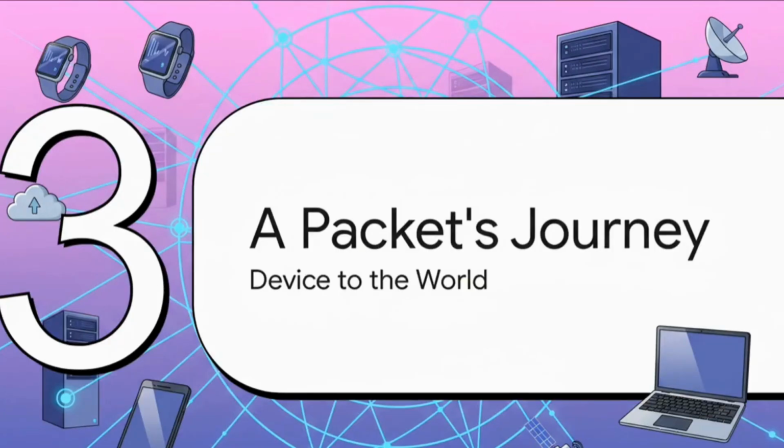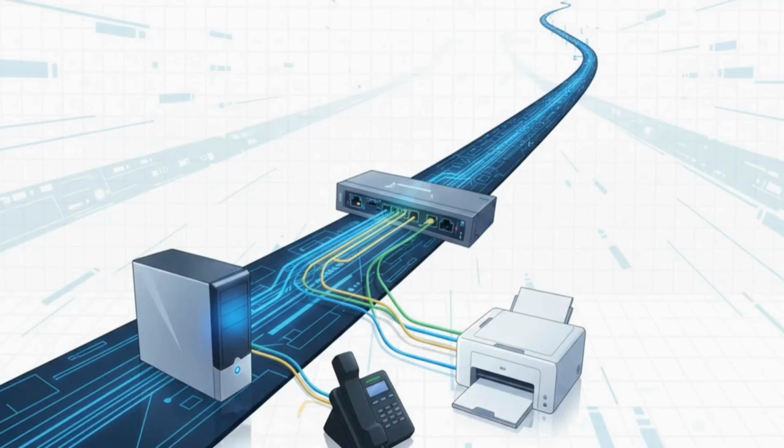Okay, so now that we have our map, let's actually see how it works. We're going to follow one tiny data packet on its big journey, starting from your device and heading out to the great wide internet. Our packet's journey starts right here at stop number 1, the access layer. This is basically the on-ramp to our data superhighway. It's the layer where all the devices you actually use, your computer, your IP phone, the office printers, physically plug in and get connected to the network.